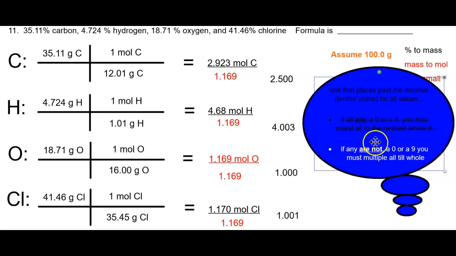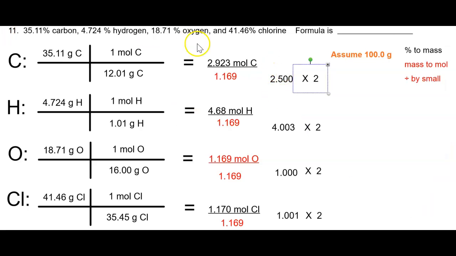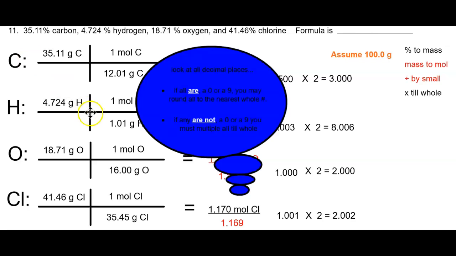We do see that they're not all, so then we're going to have to multiply till whole, because I have a 5 here. Multiply all by 2. When I do that, I get these values. Now we're going to evaluate if the first decimal place, or the 10th place, is a 0 or 9 for all. Yes, yes, yes, and yes. So now I can just round to whole.